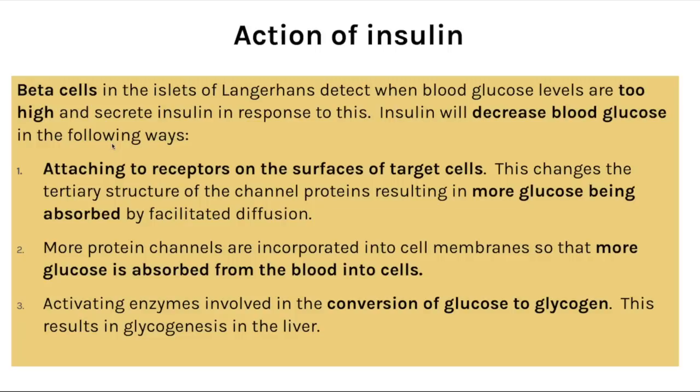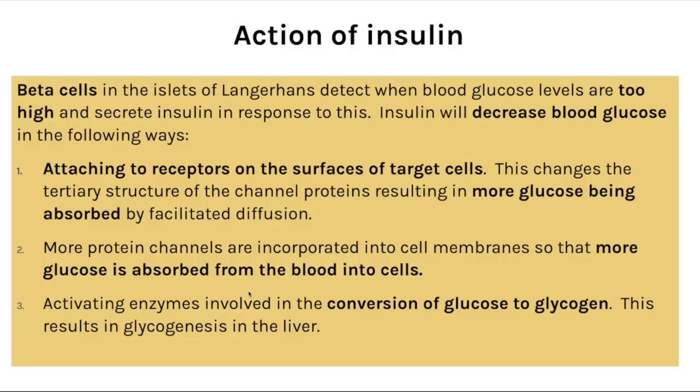First of all, when that insulin binds to receptors on the surface of target cells, so on the cell surface membrane of the cells in the liver and also in the muscles, it causes changes to the tertiary structure of the channel proteins, which are responsible for transporting glucose. And this change in structure results in more glucose being absorbed from the blood into the cells by facilitated diffusion. So that's one way that the blood glucose levels will decrease.